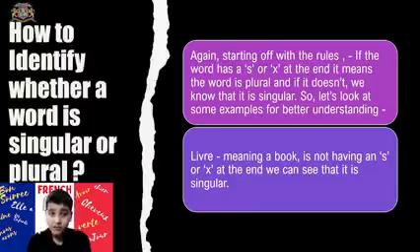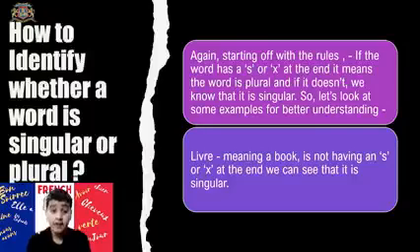Again, starting off with the basic rules. If a word has S or X at the end, we know that it is plural, and if it doesn't, we know that the word is singular. So let's look at some examples for better understanding.